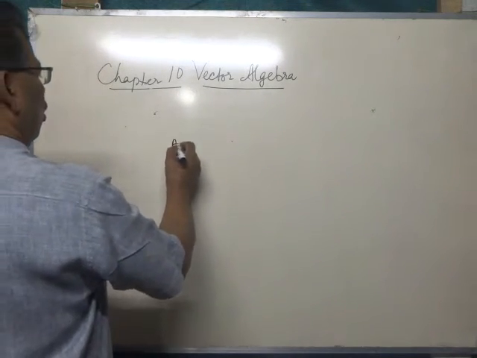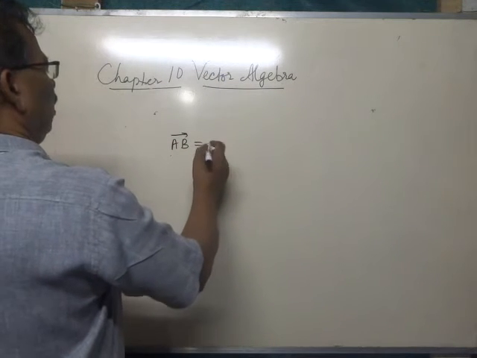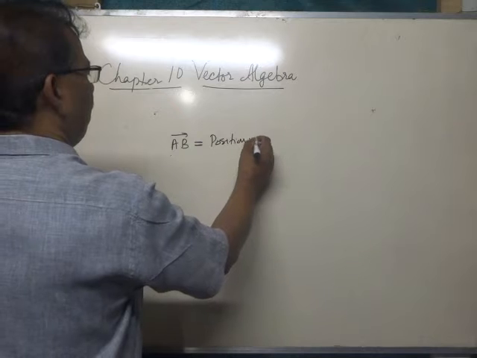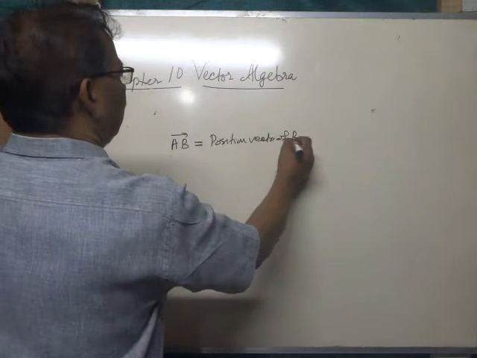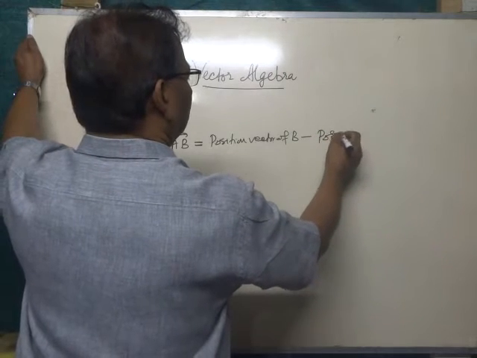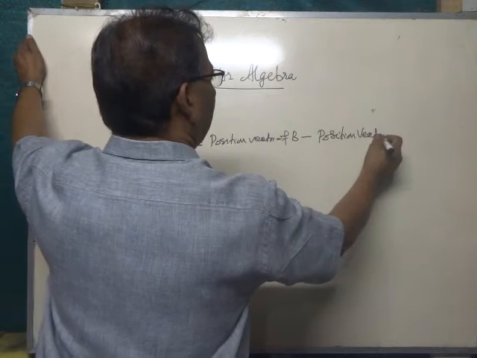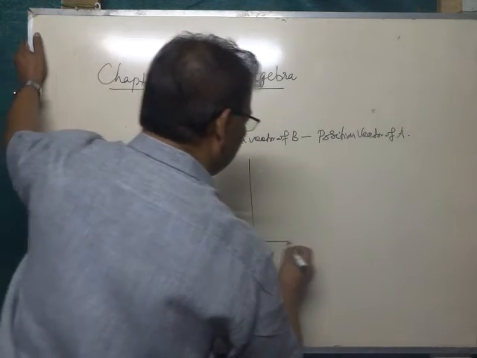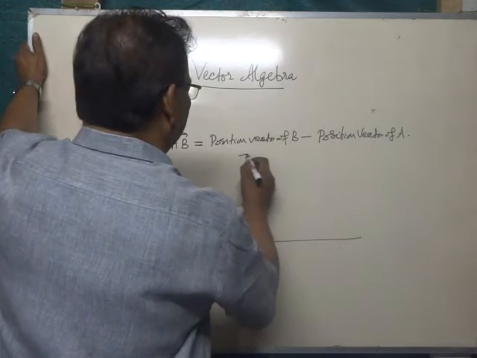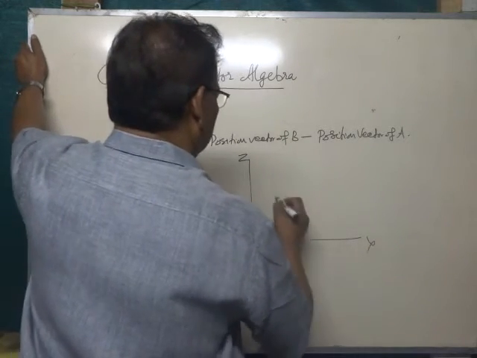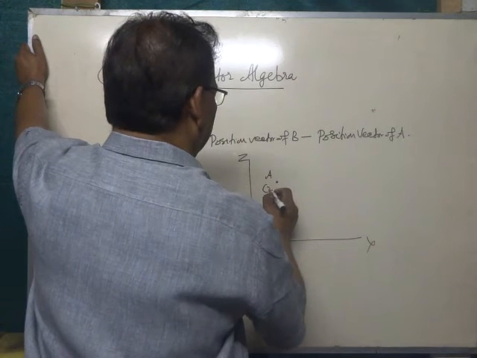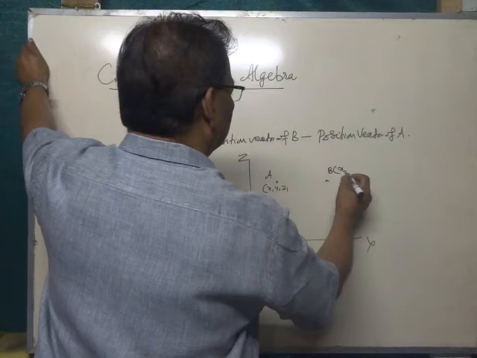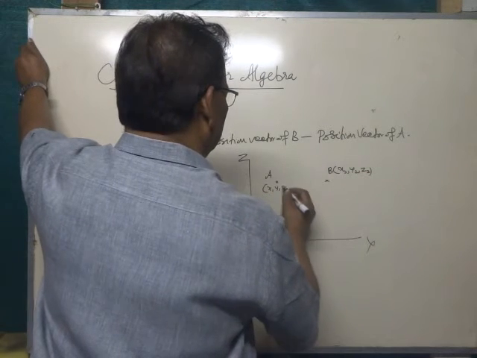Then vector AB can be put equal to position vector of B minus position vector of A. How is it possible? Take axes O, X, Y, Z. Let this point be A, (x1, y1, z1), and at this point B, (x2, y2, z2) in the first octant.